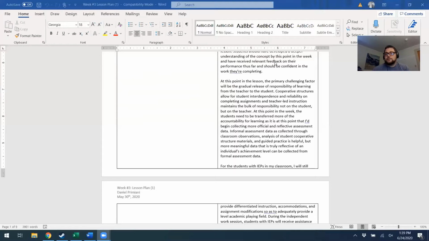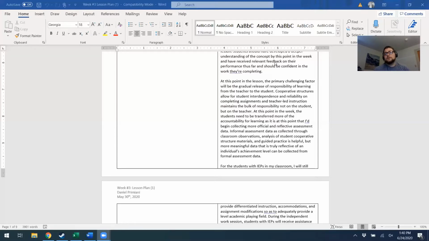And then the ensuing day, which would be the assessment day, you would definitely want to start wheeling back the amount of help you're giving to students, and allow them to really reflect their own ability. Informal assessment data is collected through classroom observations, analysis of student cooperative structural materials, and guided practice is helpful, but the more meaningful data that is truly reflective of an individual's achievement level is collected through formal assessment, which would transpire on the last day of the week, on that Friday.